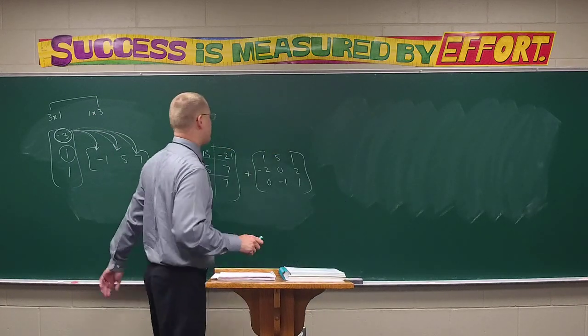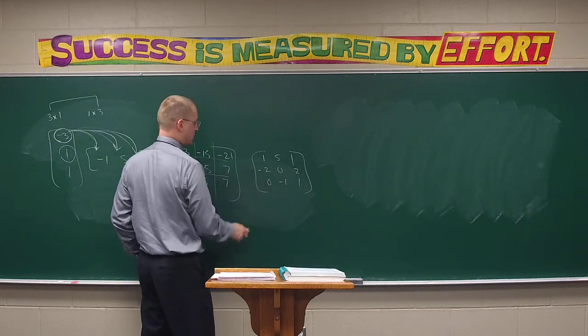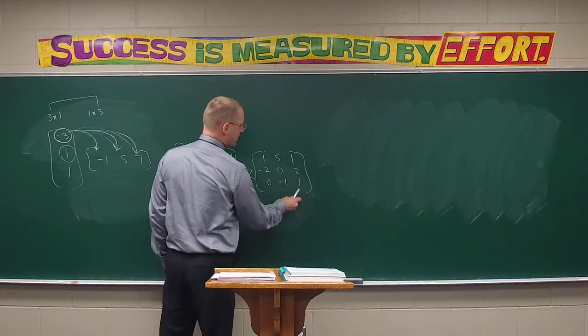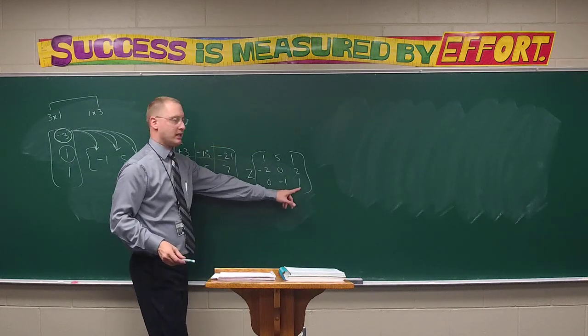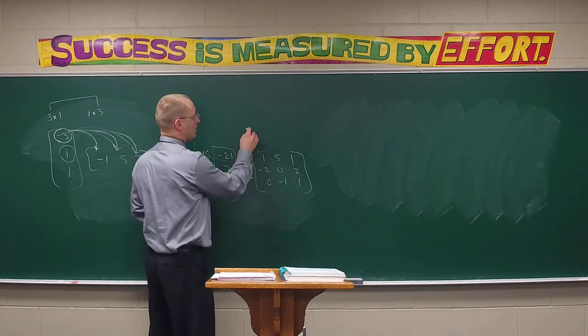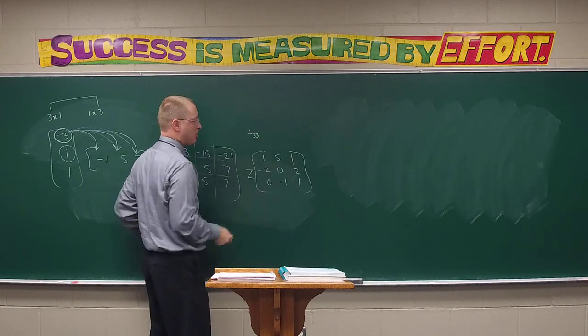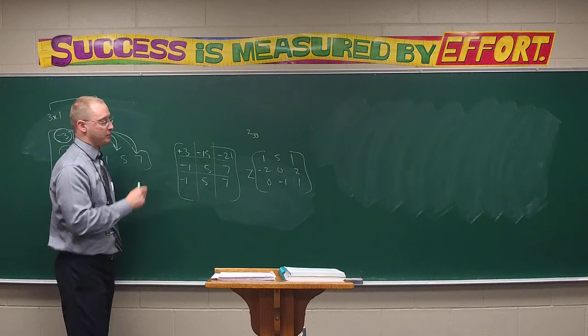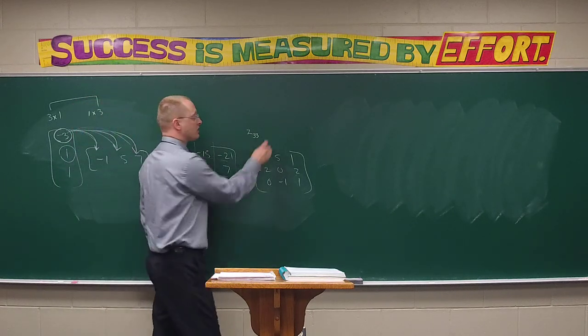By the way, if I named this matrix, matrix Z, for instance, what would be the name of this element right here, class? Lowercase z. Good, lowercase z, 3, 3. What would be the position of the 5 in this matrix, class? Z, 1, 2.